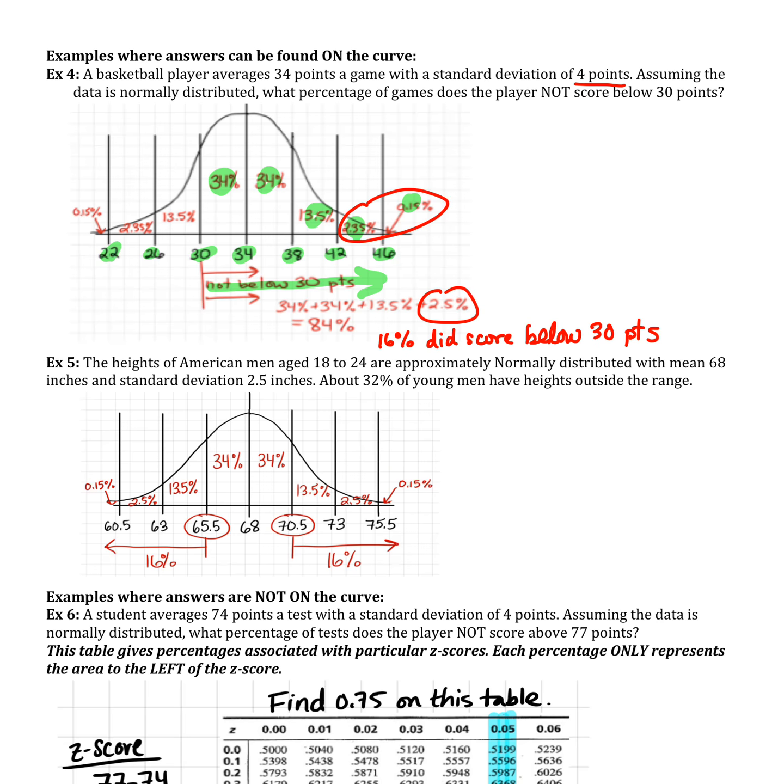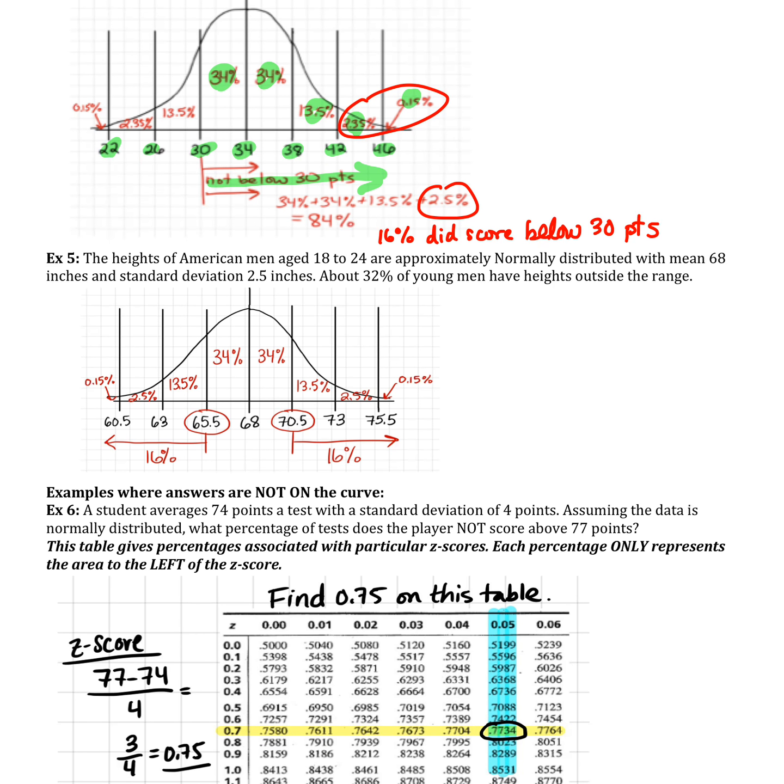Okay? Next example, it says the heights of American men aged 18 to 24 are approximately normally distributed with a mean of 68 inches and a standard deviation of 2.5 inches. About 32% of young men have heights outside the range what? Well, 32% outside, we know that there's 68% inside. So if there's 68% inside, 1 standard deviation of the mean, it means there's a remaining 32% out here.